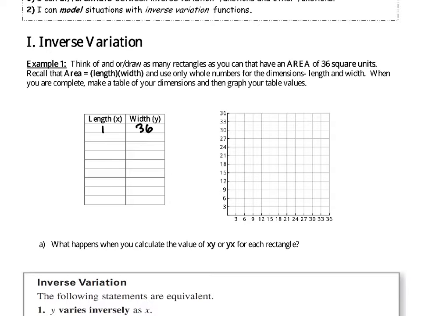If the length is 1 unit and the width is 36, these would produce an area of 36 square units. Now I will show you the remaining combinations. So here are all the possible combinations of dimensions, length and width, that produce an area of 36 square units. Notice I did switch around the values of length and width and got a different possibility.